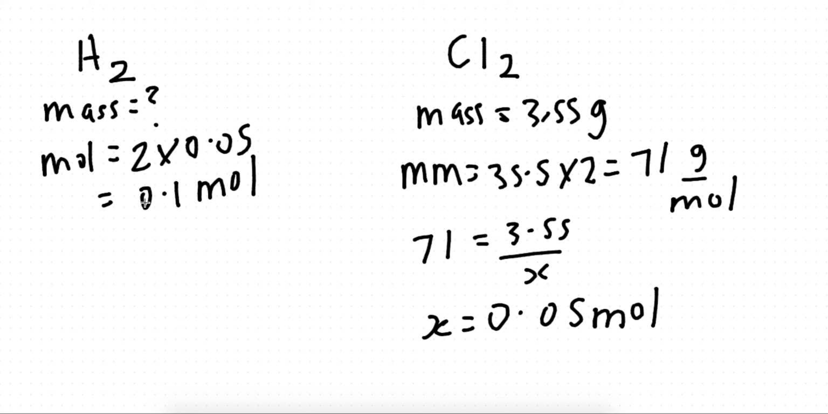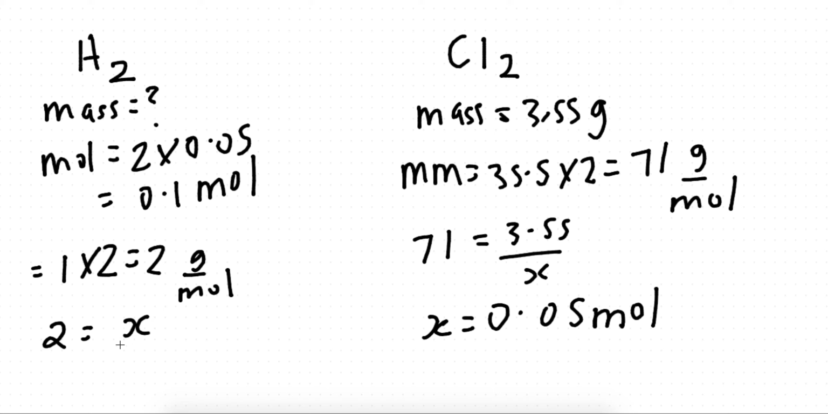Now we have the mole of hydrogen, we need the mass. So think, what's the link? Molar mass of hydrogen. Do we know it? We know the nuclear number of hydrogen is 1 and we have a 2 over here. So the molar mass is 1 times 2, which equals 2 grams per mole. This is the molar mass of hydrogen gas. 2 equals x over 0.1. Can we get the mass? Obviously, cross multiply. 2 times 0.1 equals 0.2 grams. There you have it.